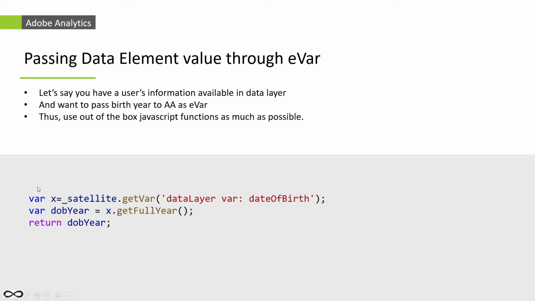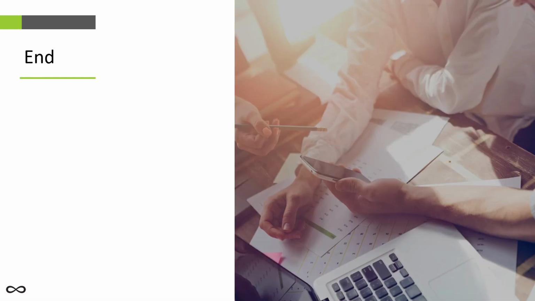I've given an example of scripting code which talks about how the variable value of date of birth can be extracted, because I would need the year from that date of birth. So I am making use of JavaScript functions like getFullYear and then returning it to the DOB year. This should always have a return function, so you can use this as custom code as well within the data layer element.